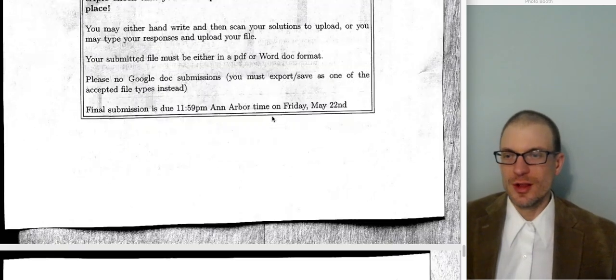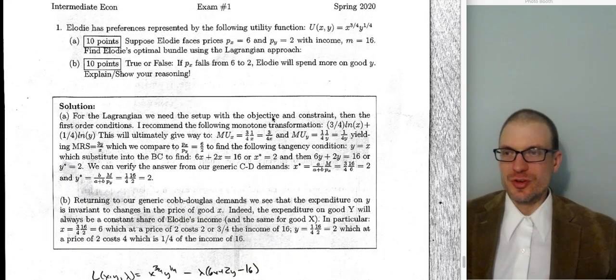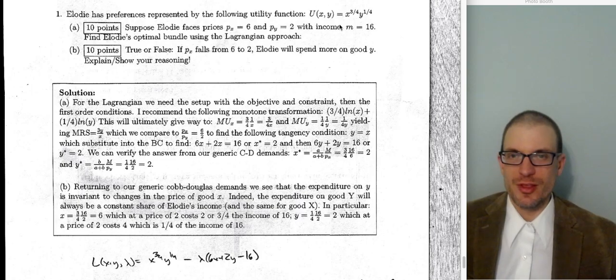All right. So the last 2. Elodie has preferences represented by this utility function, nice Cobb-Douglas. These are the prices. Find Elodie's optimal bundle using Lagrangian. And then true or false. If price of good X falls from 6 to 2, Elodie will spend more on good Y. False. We know that immediately, right?